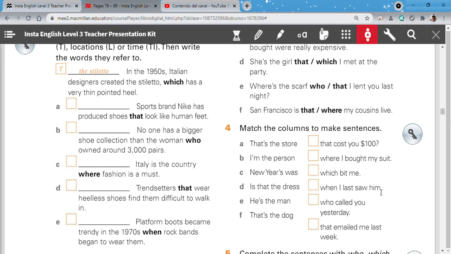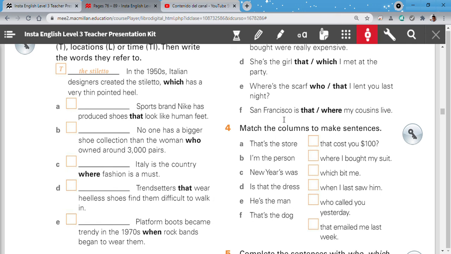Okay, let's continue. Is that the dress that cost you $100? You're connecting the ideas. He's the man that emailed me last week. That is the dog which bit me. Wow, that's the idea, not that bit me.